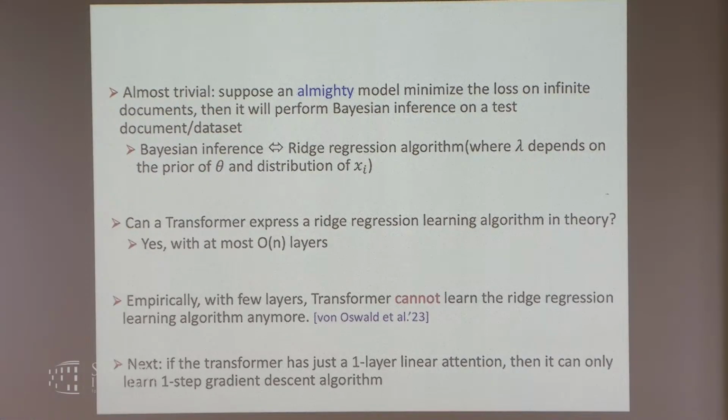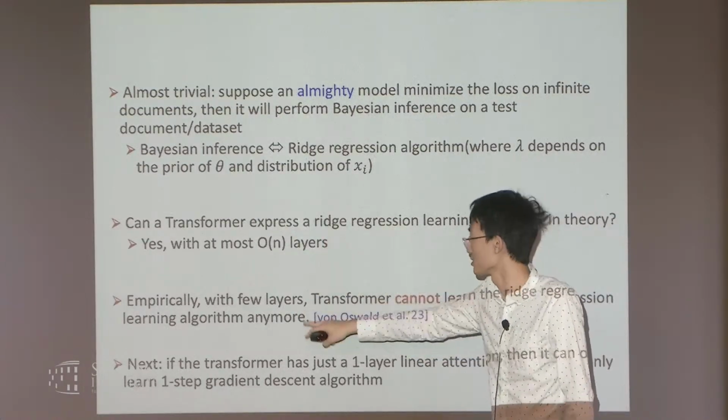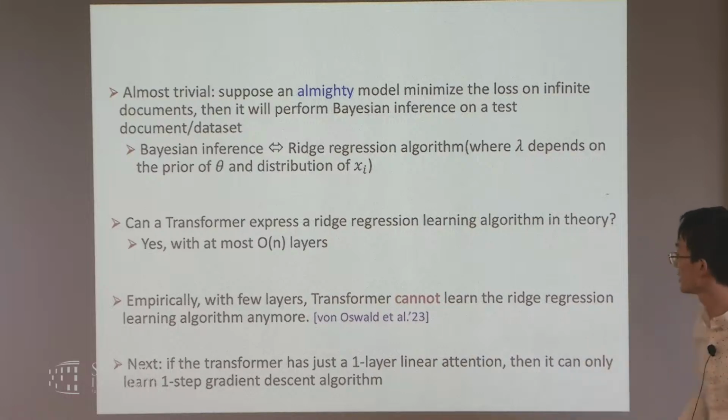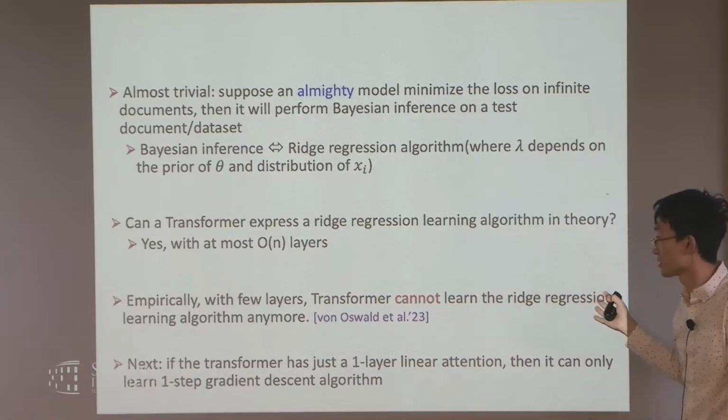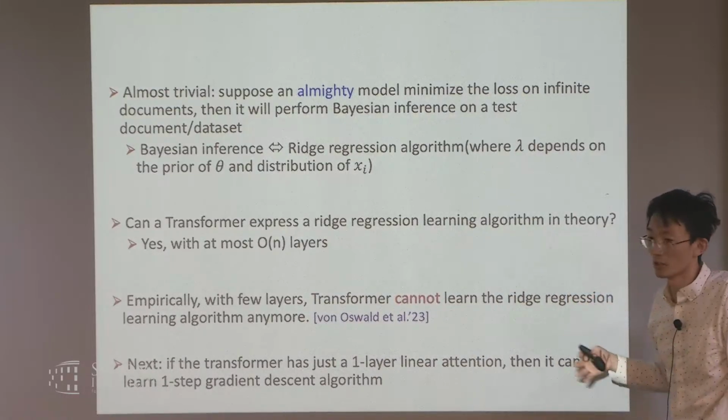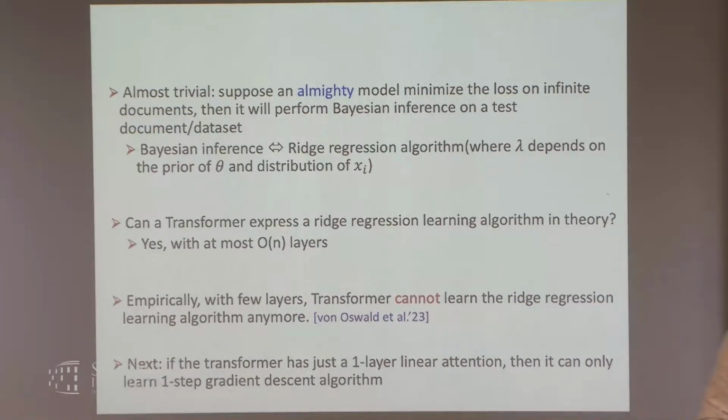And empirically, you also know that if you only have very few layers, like here you need n layers, and you just use 2 or 3 layers, then transformers cannot learn a ridge regression algorithm empirically. It will learn much simpler algorithms for learning the linear regression data set.